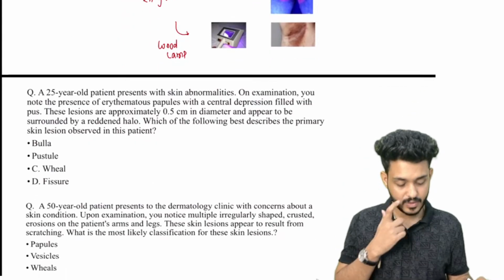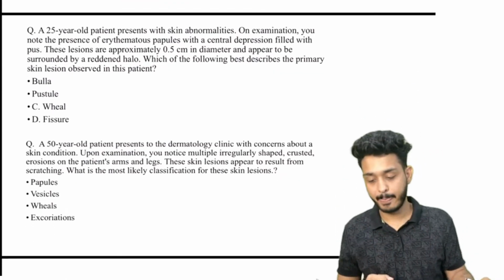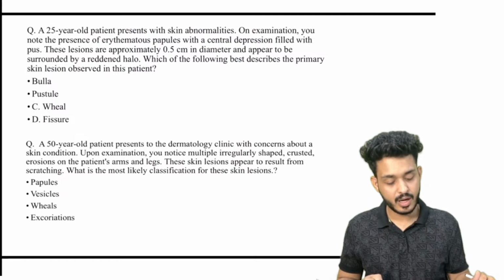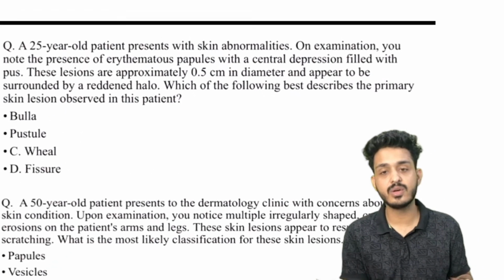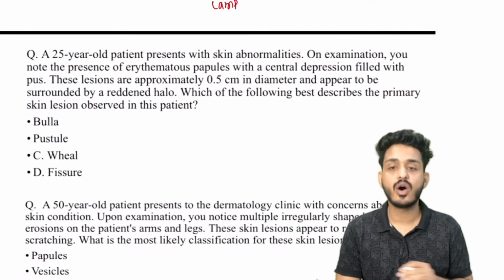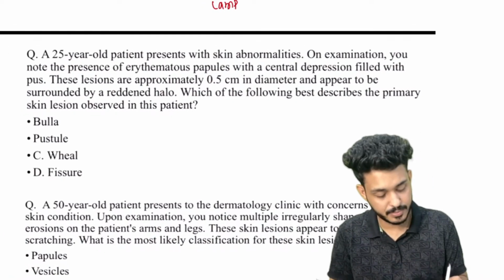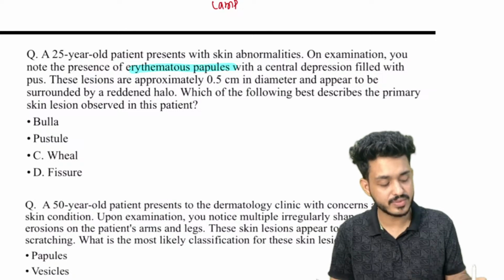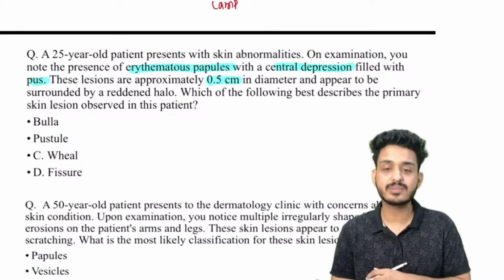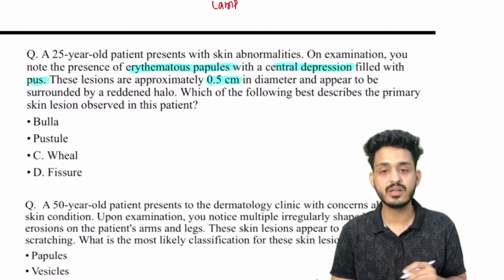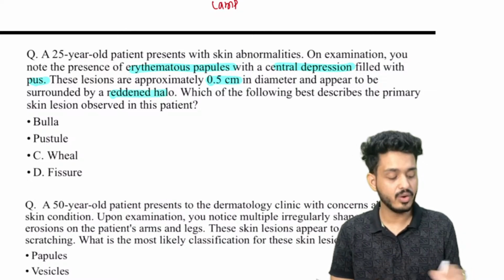Okay, next, try to identify a 25-year-old patient with skin abnormalities. On examination, you know the patient is having erythematous papules with a central depression filled with some kind of pus. They are approximately 0.5 centimeter in diameter, surrounded by a red halo. What best describes this primary skin lesion?